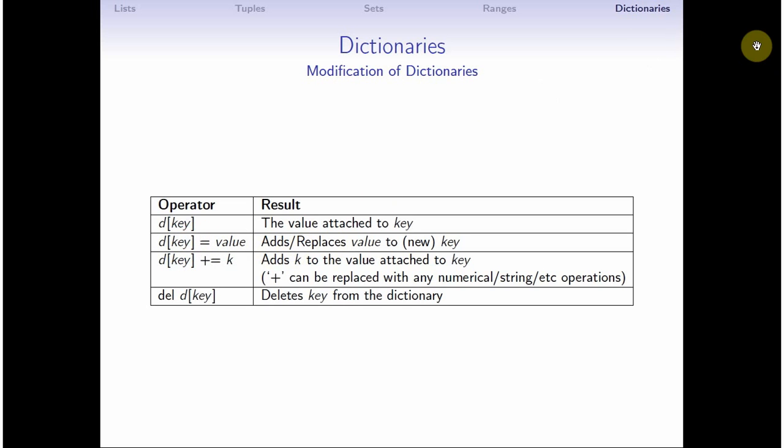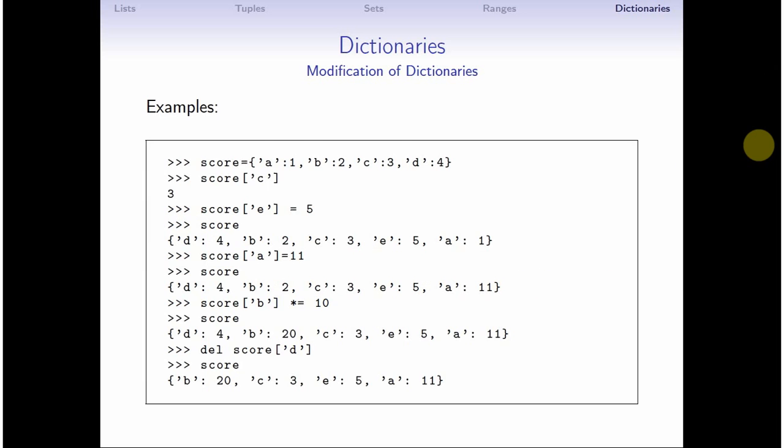Later I'll show an example. If you want to add k to the value attached to the key, you can use augmented assignment. The plus can be replaced with any numerical or string operation, like we learned previously. If you want to delete a certain key, you can use the word del. So let's see an example.